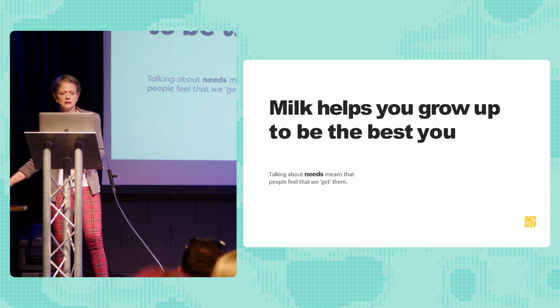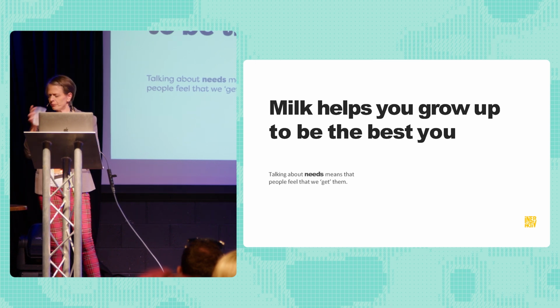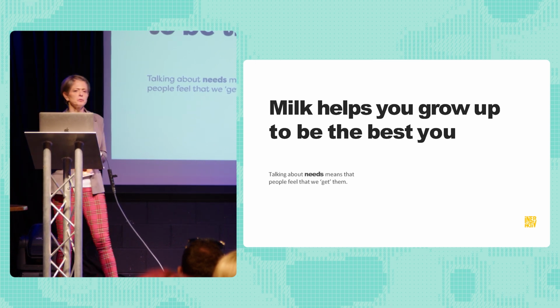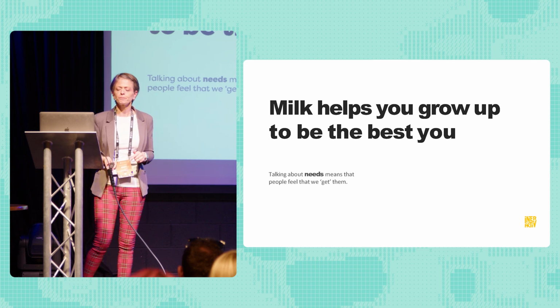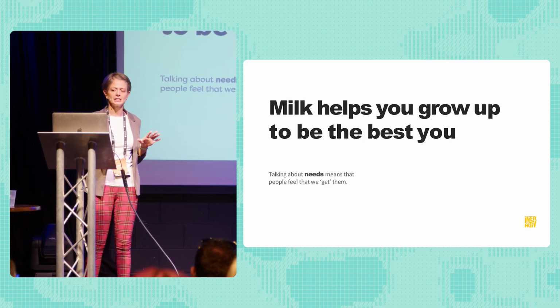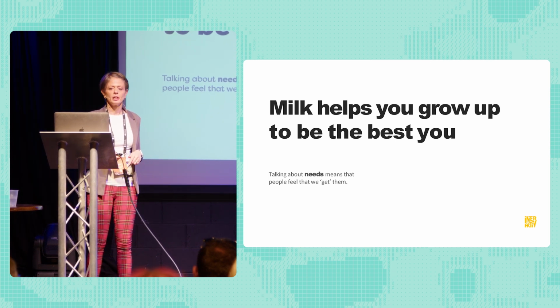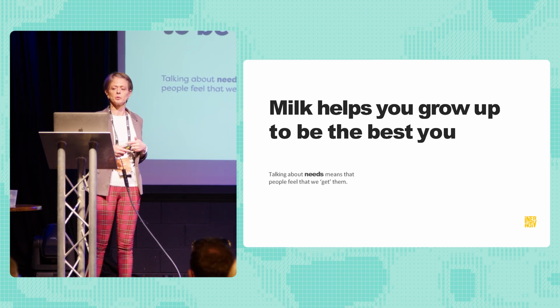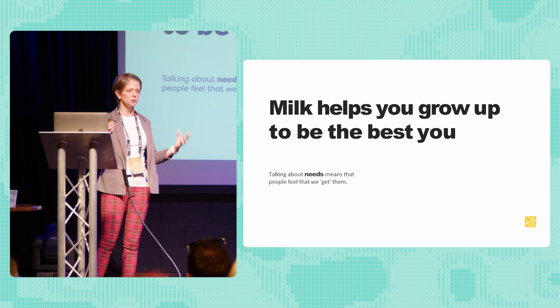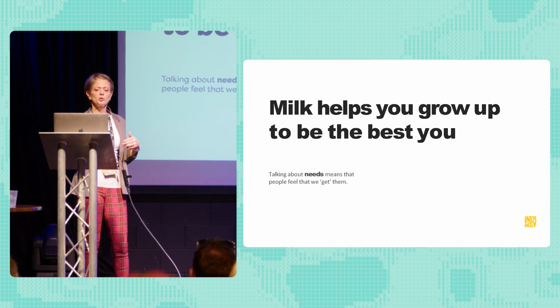Now on to boss level. So milk helps you grow up to be the best you. Talking about needs means people feel that we get them, okay? So people's needs throughout history at a basic level have generally stayed the same. It's the ways in which we fulfill those needs that change. So in this example, you tie in directly to those needs. We're talking about what would help people fulfill their goals, okay? Their goal is not to have stronger bone density. Their goal is to become a stronger, better person.